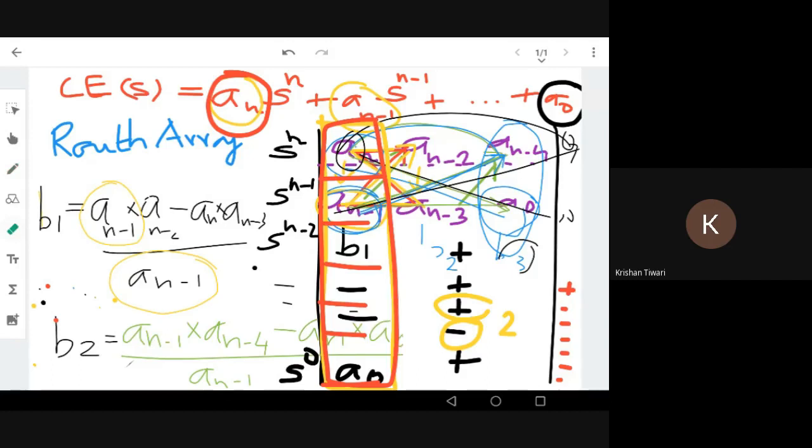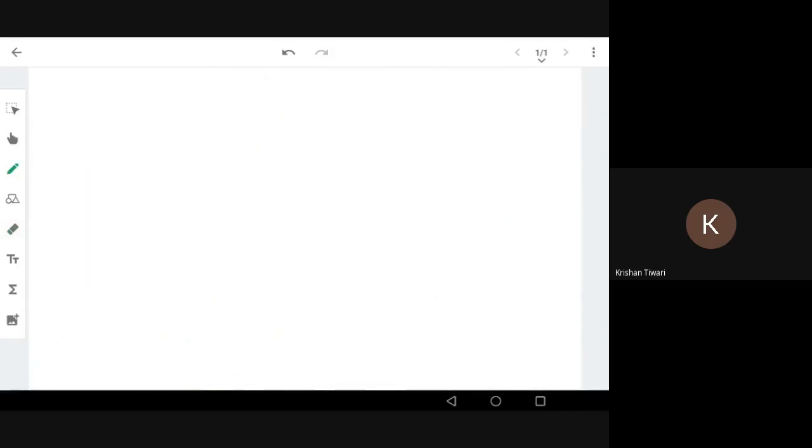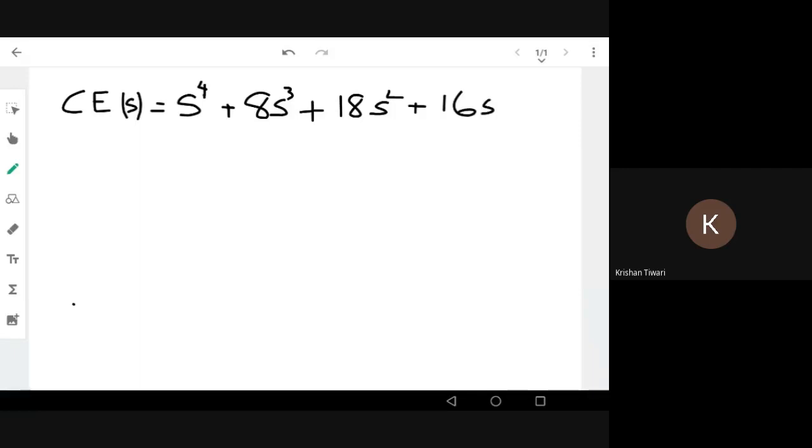Now we'll take an example that will make it more clear. Although this is a bit of theory, we'll just take an example. We are given a characteristic equation: s raised to 4 plus 8 s cube plus 18 s square plus 16 s plus 5.